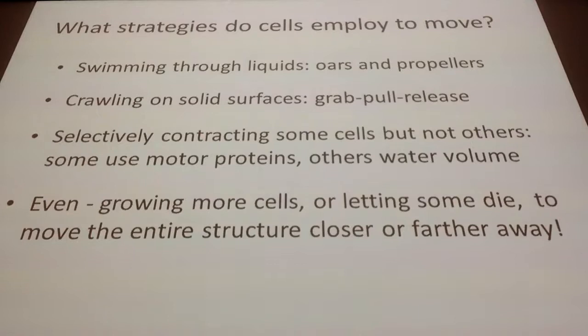So the strategy is swimming. Cells that have to swim need a tail of some kind. So either cilia or flagella. Okay? Cilia or flagella. And they move through different means.